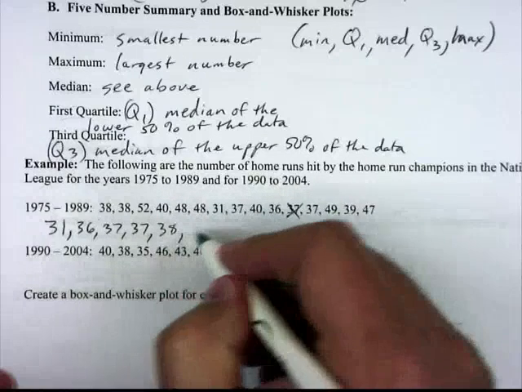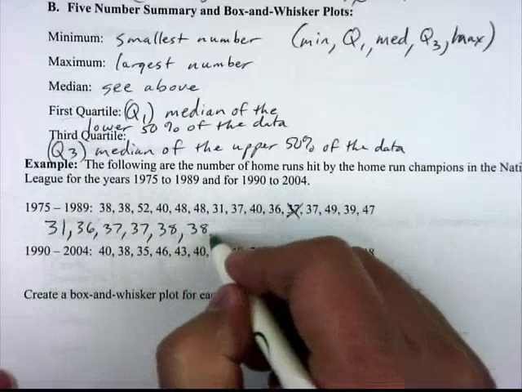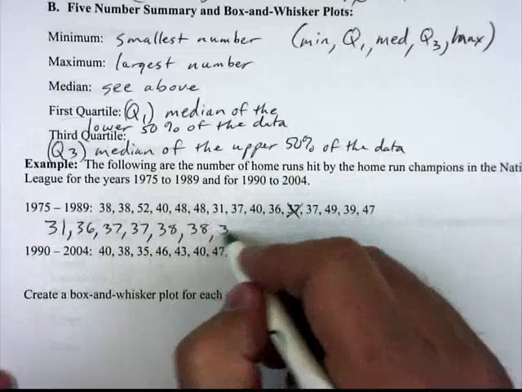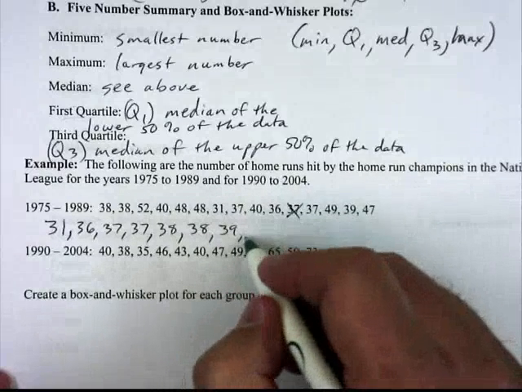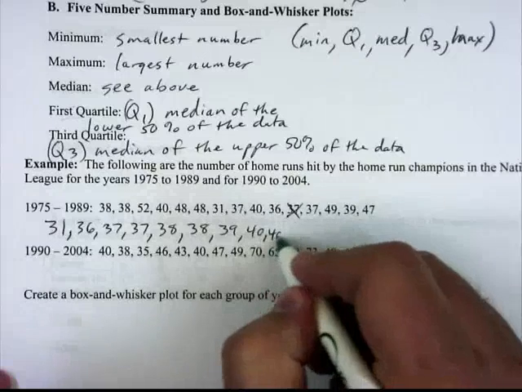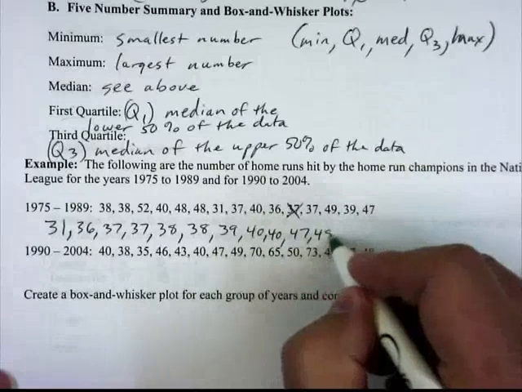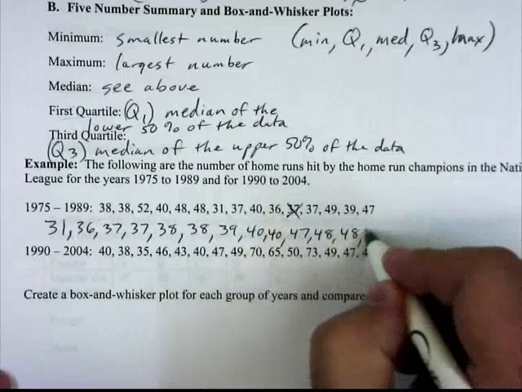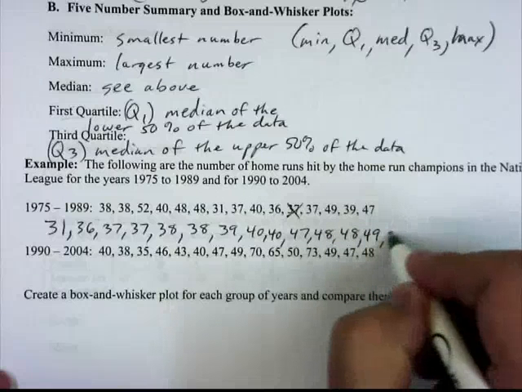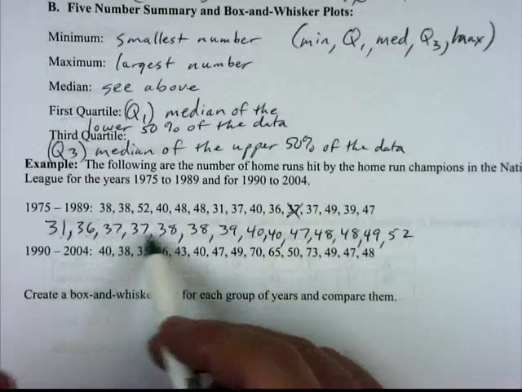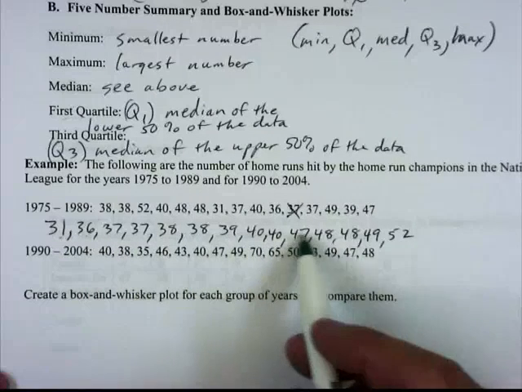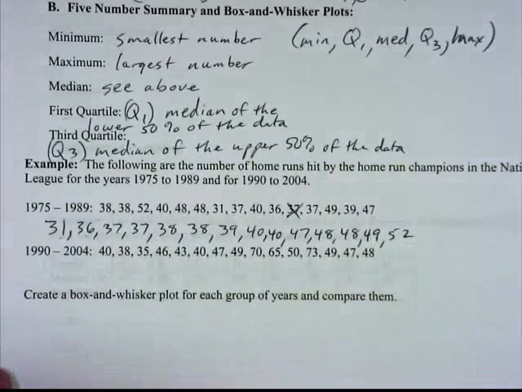38, 38, 39, 40, 40, 47, 48, 48, 49, and 52. So I've got 1, 2, 3, 4, 5, 6, 7, 8, 9, 10, 11, 12, 13, 14 data points.